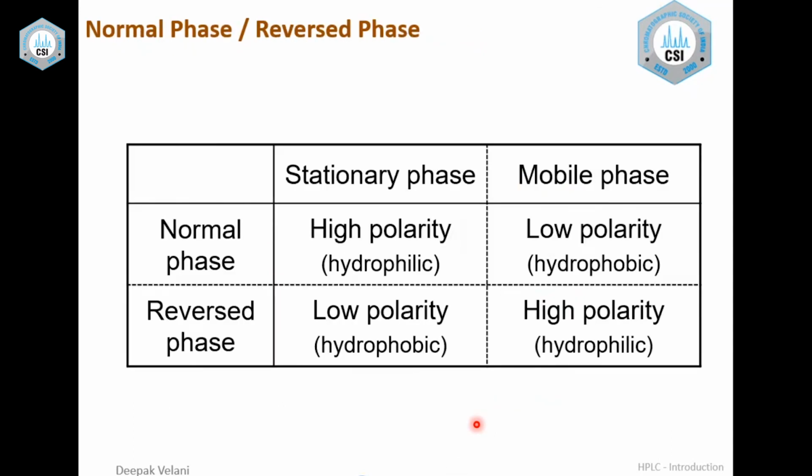Difference between normal phase and reverse phase: the stationary phase is comparatively polar or hydrophilic in normal phase, and low polarity or hydrophobic in reverse phase. The mobile phase is low polarity or hydrophobic in normal phase, and high polarity or hydrophilic in reverse phase. Normal phase came first because HPLC arrived from TLC and paper chromatography, so normal meant a polar stationary phase and non-polar solvents. When reverse phase was developed, it was called reverse phase.